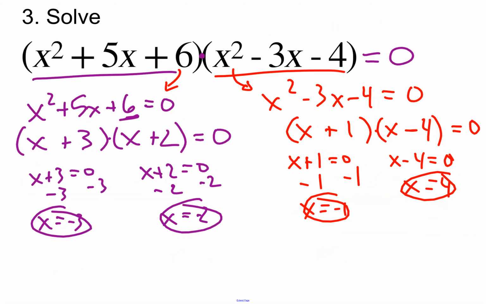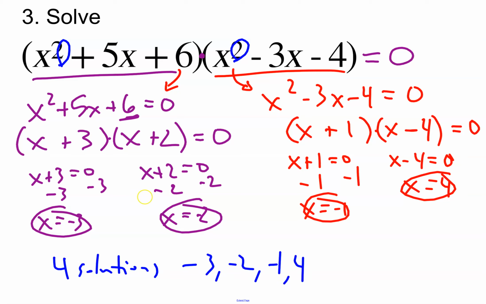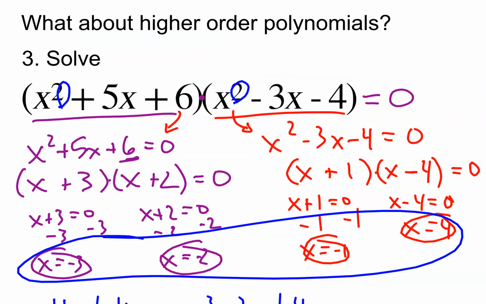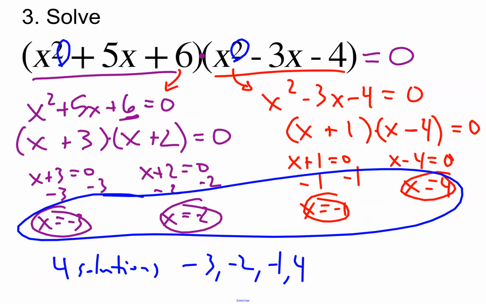What the heck is the answer to this problem? There's all sorts of stuff all over here. The answer is there are 4 different solutions, right? There are 4 solutions because this has a degree of 2, this has a degree of 2, total that's a degree of 4, so I should have 4 answers, and they are negative 3, negative 2, negative 1, and 4. All of these are solutions to this equation. This is how the zero product property comes into play here, and it's kind of just extending the factoring idea that we've done in Algebra 1.